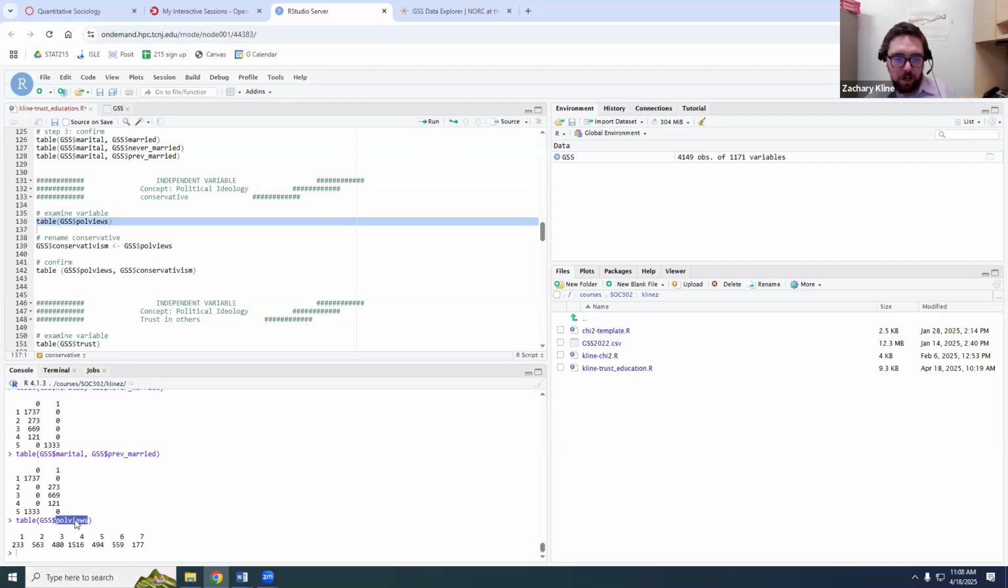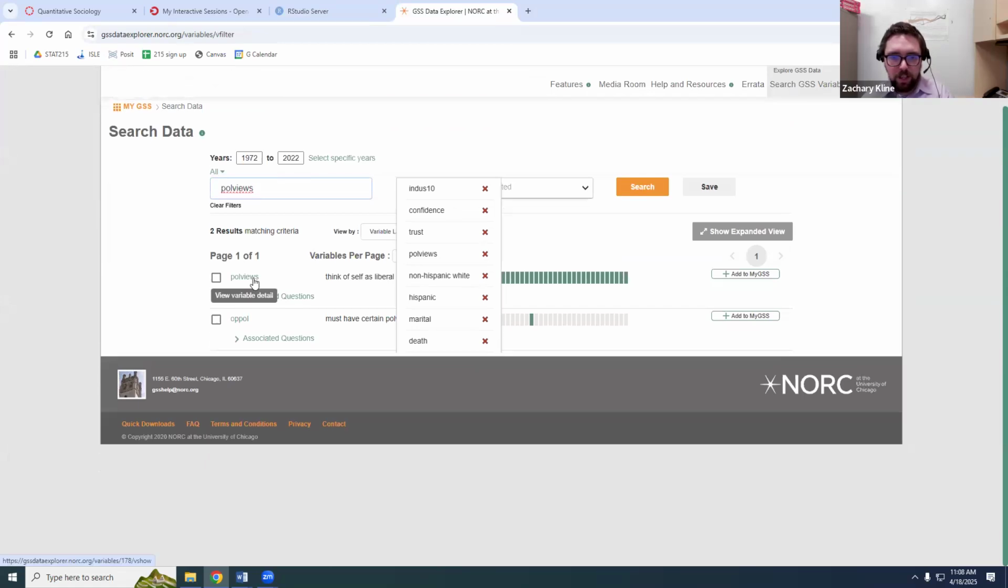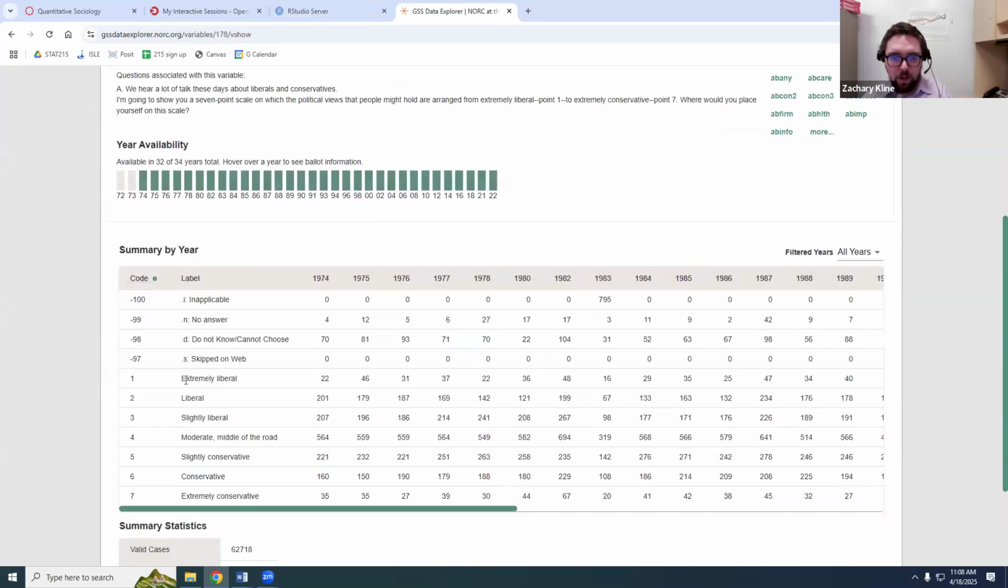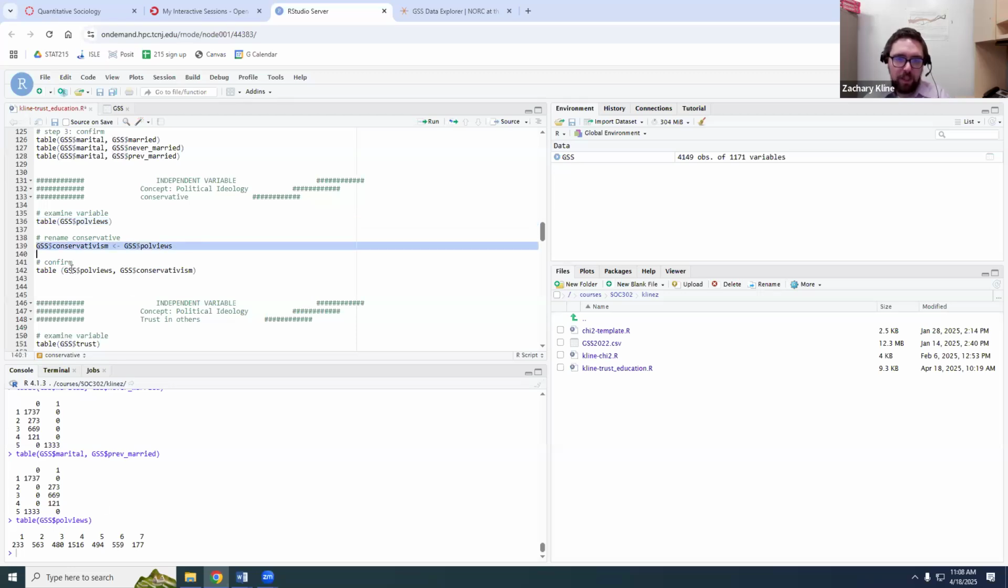So this variable here measures how close someone feels on a range of very liberal to very conservative. So if I come back here, I'll show if they think of themselves as a liberal or conservative, where 1 is extremely liberal and 7 is extremely conservative. So higher numbers on this scale here are going to indicate more conservative. Lower numbers going to indicate more liberal. So what I'm doing here is just rename this variable conservatism.